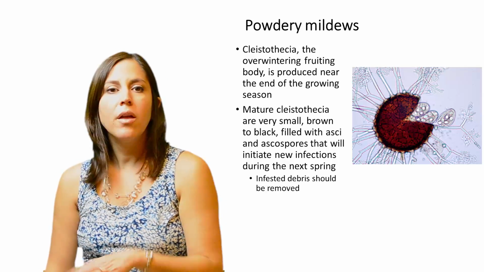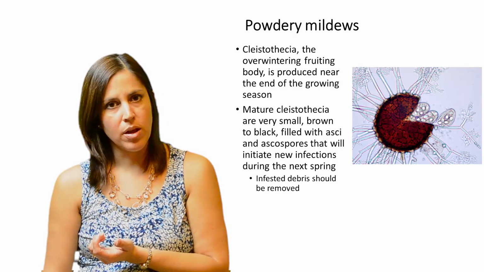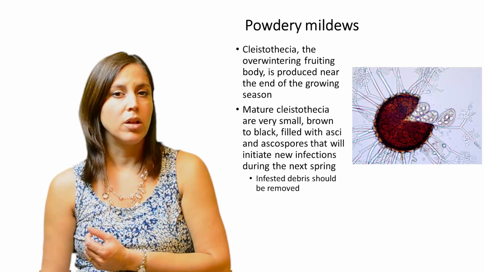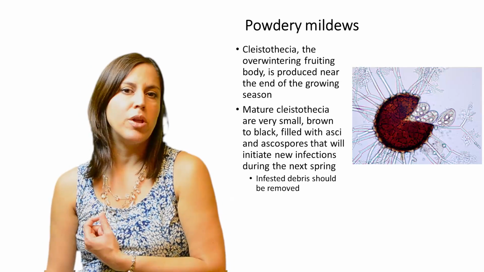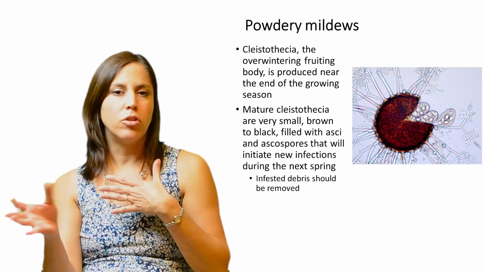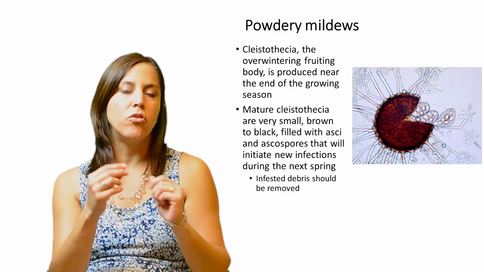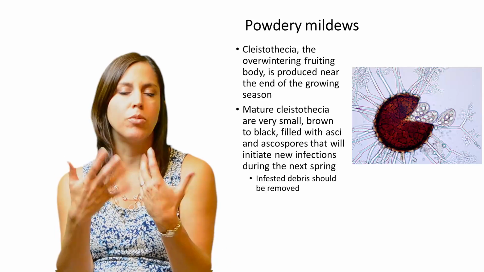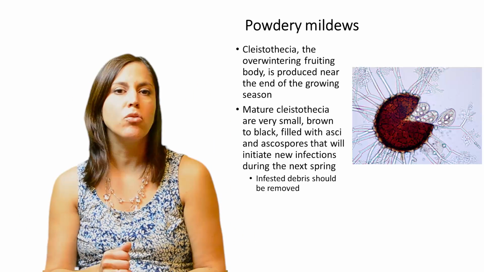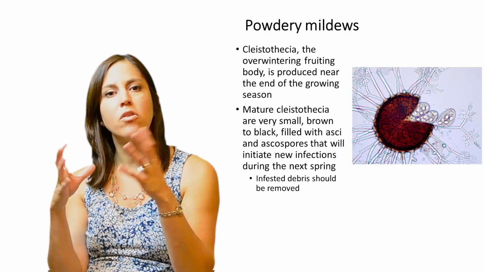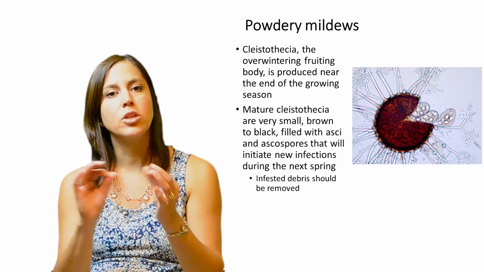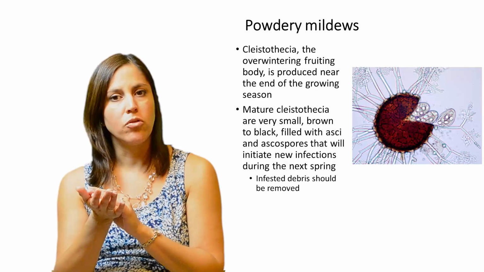Because they are ascomycetes, they produce different types of fruiting bodies. The fruiting body that the powdery mildews produce is called the cleistothecia, and this is the overwintering fruiting body, produced near the end of the growing season. At the beginning of the season, the pathogen is just reproducing and reproducing, and it continues to expand and infect more leaves with the conidia being produced. However, when the seasons change and it's getting cold or a little more dry, then it starts producing the cleistothecia.